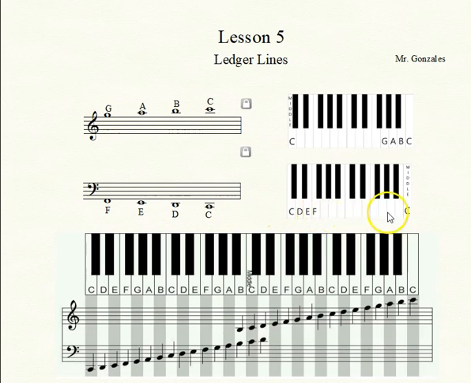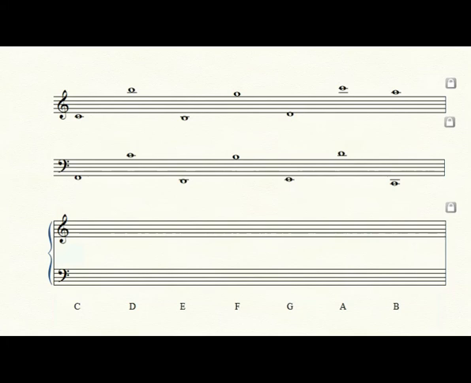Here is the relationship between these four lower ledger line notes and middle C. Here are all the notes on the grand staff from bass clef low C to treble clef high C. Let's take a look at some exercises.